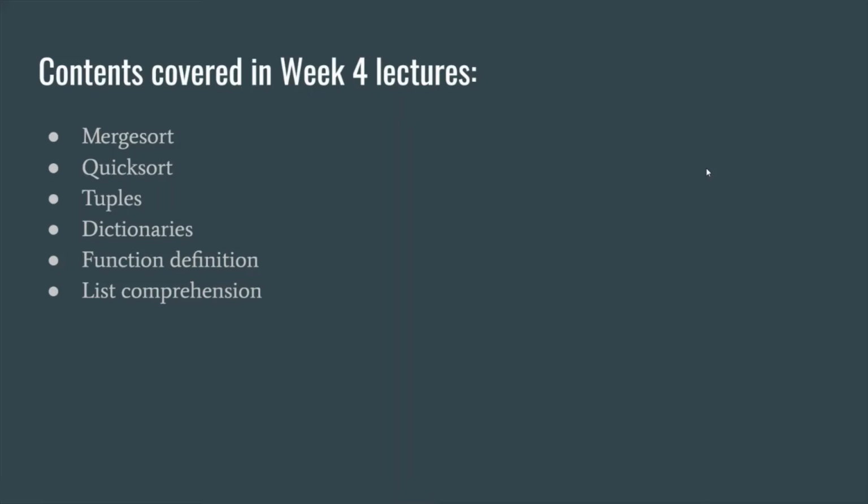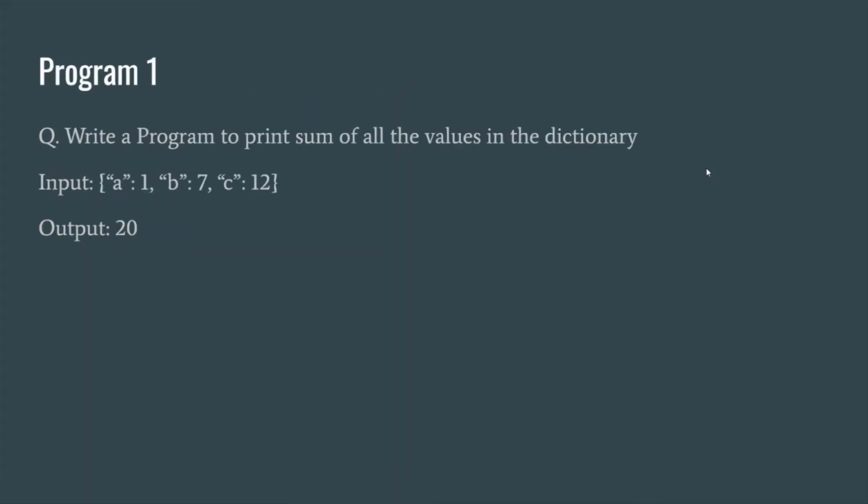Thank you. So the week started with sorting, things like merge sort and quick sort. Then the most important things like tuples and dictionaries were covered, and then how functions are defined and what is list comprehension. These things were covered, right? So we'll start with the problems that will involve tuples and dictionaries. First, we'll start with dictionary.